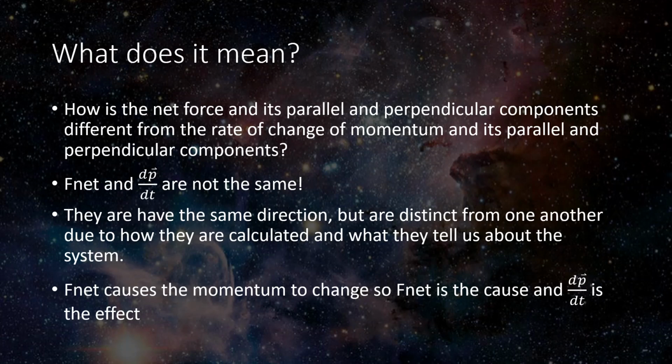The what does it mean question wanted me to talk about how net force and its parallel and perpendicular components differ from the rate of change of momentum and its components. The two and their components have the same direction, but there is no real difference between the two, other than how they are calculated, such as taking the sum of all the forces interacting with the system to calculate F net. But F net is the cause, and the change in momentum is the effect that we see in the system.